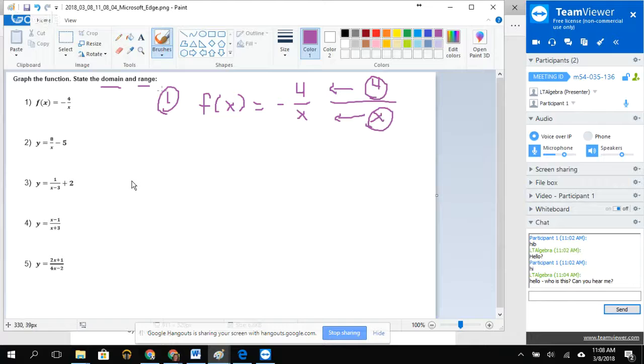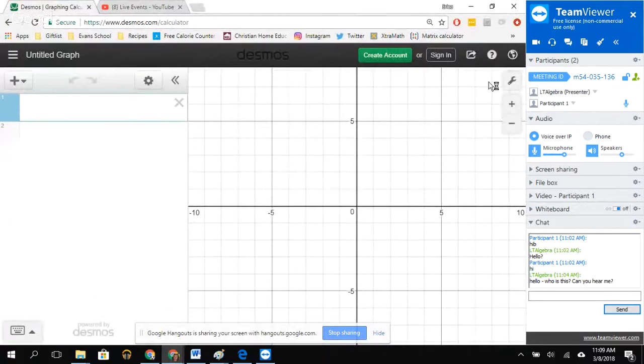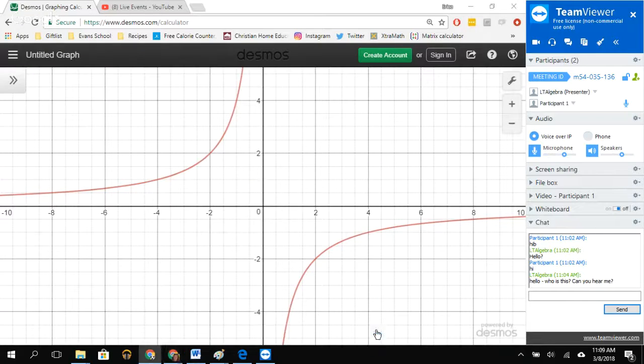So if I pop on over to Desmos, it's easy enough to graph, right? So f of x, remember, we just treat like y. y equals -4 divided by x. Okay, so we get this nice curve, and then we have a flipped curve down here. And we look at it and say, okay, that looks like a nice function. That's great. Let's talk about what the domain and the range are for this function.